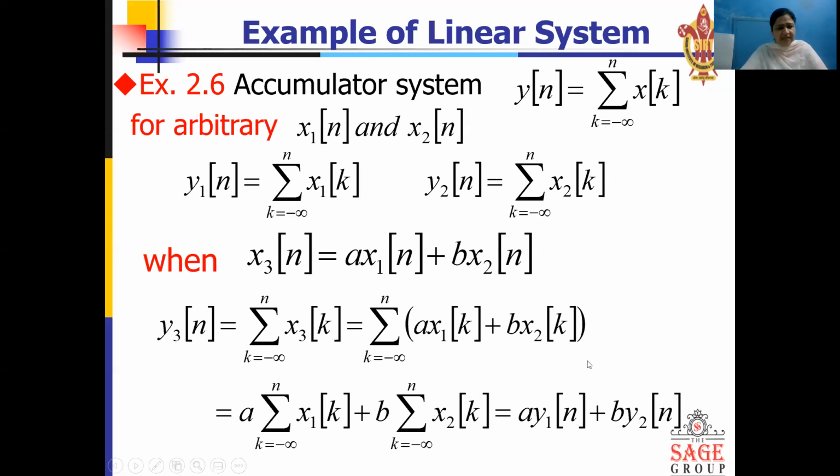We will see that this is the same output which I get when I give x1[k] and x2[k] individually and then multiply the corresponding outputs with a and b respectively. Since the two outputs are equal, I say the accumulator system is a linear system.